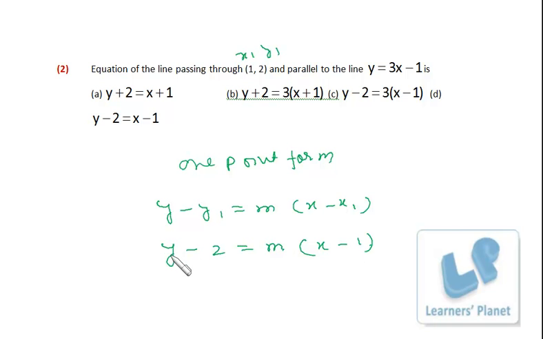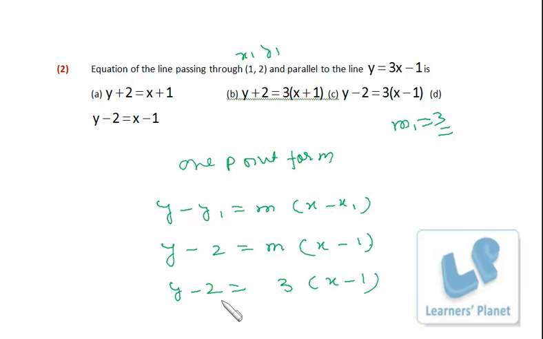Now this line and this line, both of them are parallel. So if the two lines are parallel, their slopes must be equal. So what is the slope of this line? y is equal to mx plus c, c is minus 1 and m is 3. So the slope of this line is 3. So the slope of the parallel line should also be 3. So instead of m, I just put 3. So y minus 2 is equal to 3 times x minus 1.